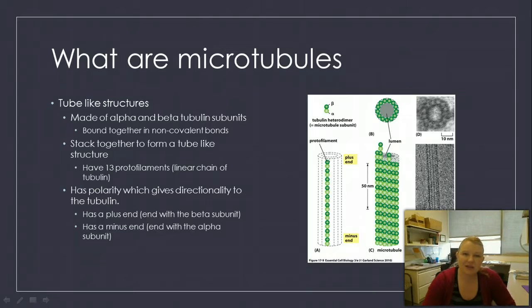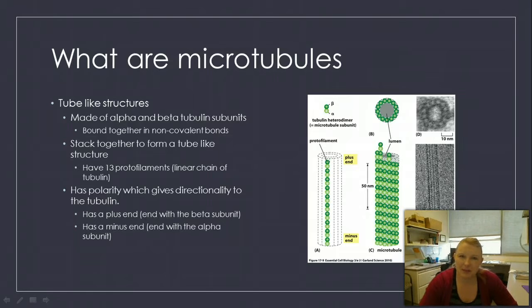And this structure is composed of 13 protofilaments. They're linear chains that are composed of alpha and beta subunits, and these heterodimers make up these protofilaments. Together, when all 13 come together, they form this tube-like structure when they stack together. And these are all bound in non-covalent bonds, but they have this attraction to help really keep this as a strong shape within the cell.